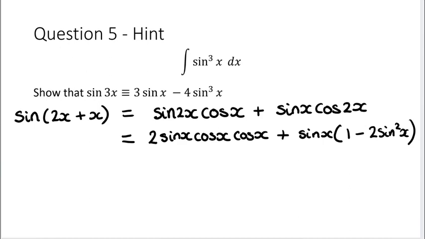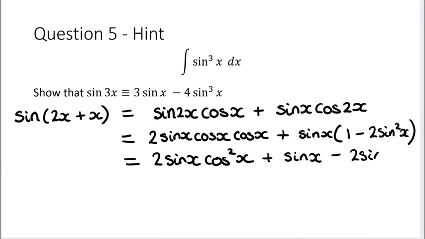I would recommend that we use the one that just has sine in, considering that my result is all in sine. And then we can start to simplify this. So 2 sine x cos x, well, that's 2 sine x cos squared. And now I'm just going to expand this bracket out. Sine x times 1, sine x times minus 2 sine x, minus 2 sine cubed x.